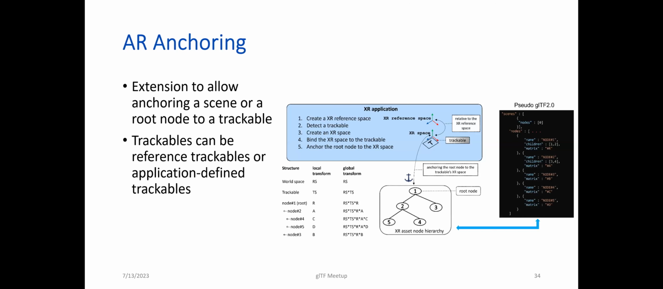This is where you can track the scene or parts of the scene, like some root nodes of the scene too. And if the receiver has the capabilities to do AR, they will be able to do that. So they will identify these trackables. There are reference trackables like floor or things like that, but you can also provide application-specific trackables like an image or a QR code or things like that. And then it tells you how to anchor your scene to that.